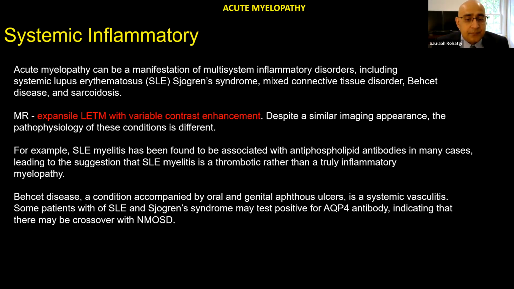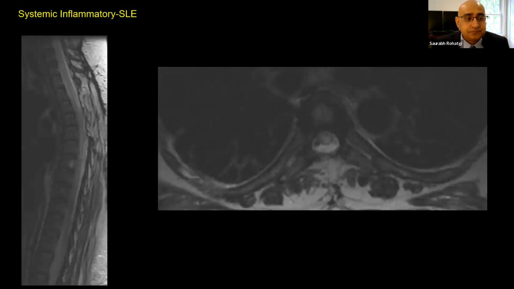Behçet's disease is a condition which is accompanied by oral and genital aphthous ulcers, is a systemic vasculitis, and there may be some crossover with neuromyelitis optica. This was a patient who had systemic SLE, and again, you can see cord signal change within the thoracic cord. And if I didn't give you the history, they look exactly the same as the previous cases I had shown you.